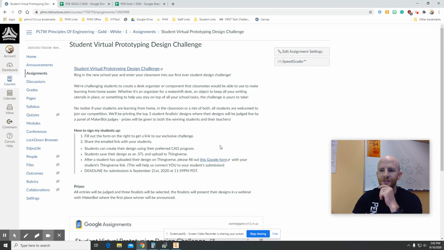But the gist is you're going to design something for a virtual student, like a desk organizer. Something that would be useful for them on their desk, computer, wherever, at their home, that they could essentially 3D print, and it would help them in some way. I think they give the desk organizer as an example, like something to hold their pens, but I'm sure we can come up with some clever things.